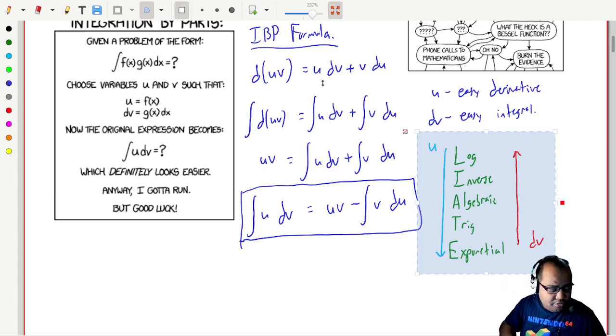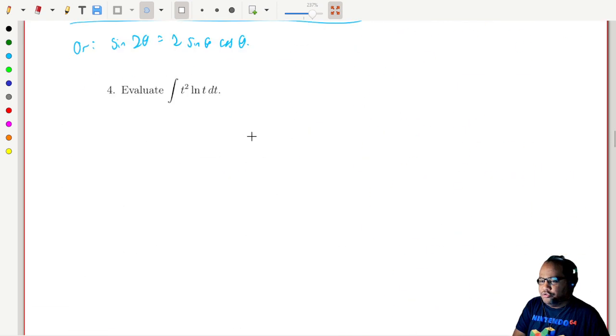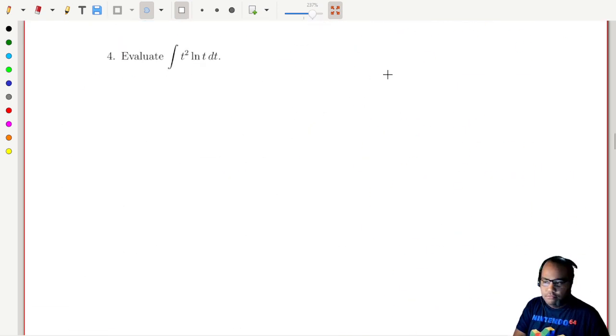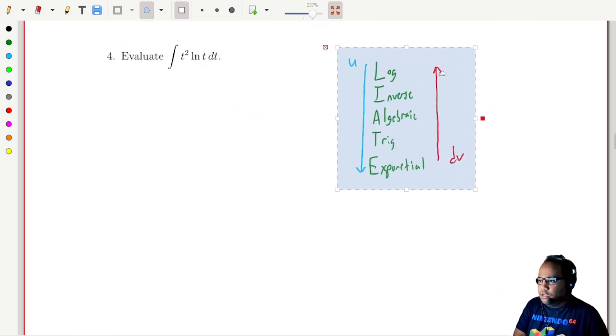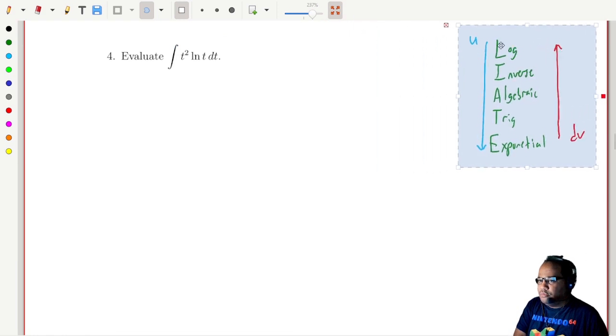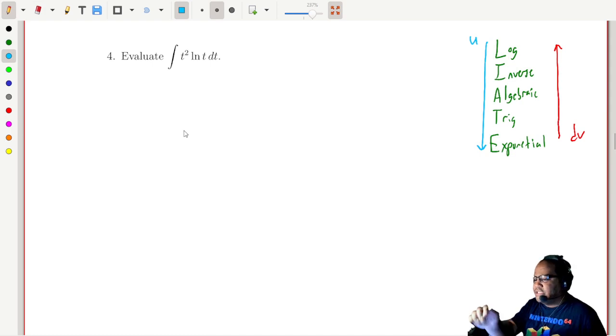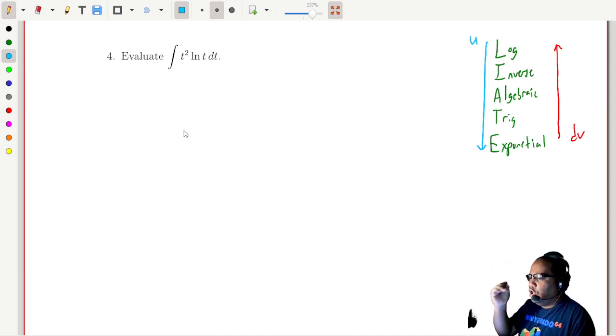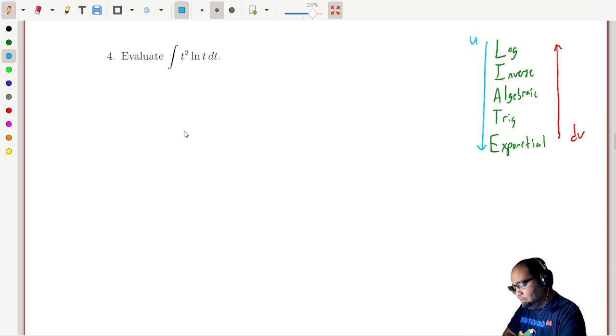So we have t squared log t. I want to figure out what to choose for my u and what to choose for my dv. Well, I have a log there that's at the top of the hierarchy, L, log. That's going to be my u. That's easy to differentiate. Gotta have the pointy end down, right? Set u equal to log t here.